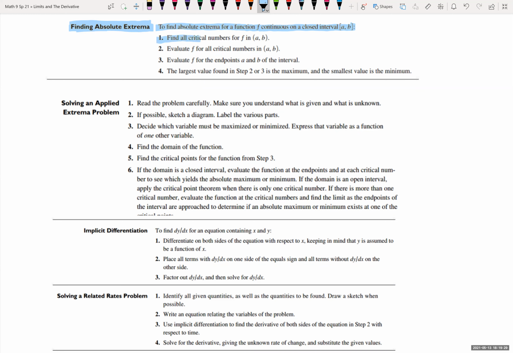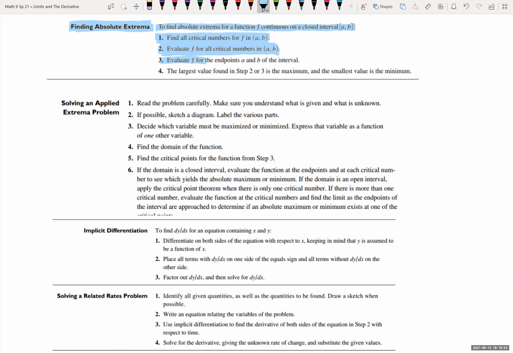So the first thing you want to do is find all the critical numbers of f that fall in that interval, not necessarily including a and b. Then evaluate all those critical numbers in [a, b], plugging them into the original function, not what we were doing before to test if it was increasing or decreasing. We're just going to go back and plug it into our original function.